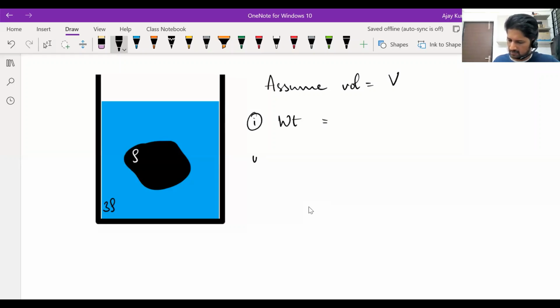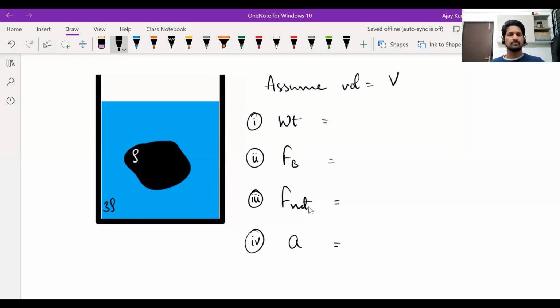How much is the weight? How much is the buoyant force? How much is the net force on the object? And based on the net force, how much is the acceleration of the object? Solve this quickly.